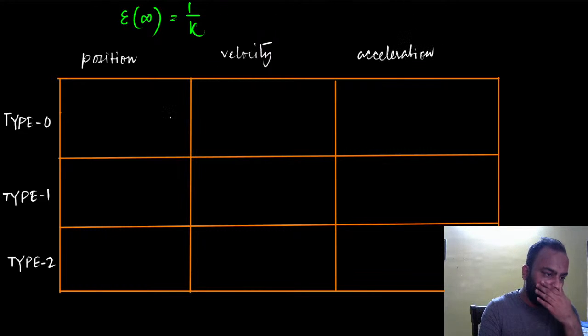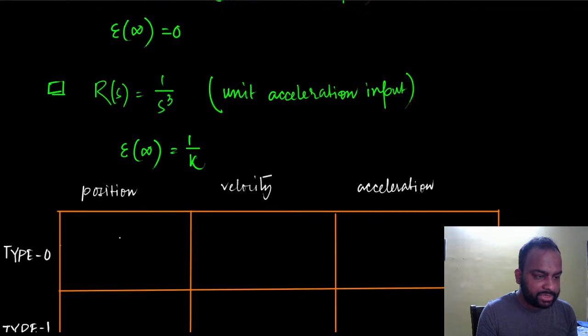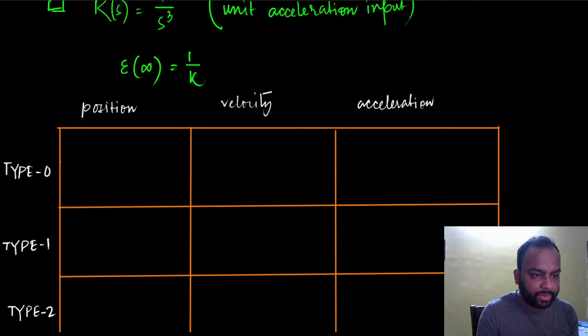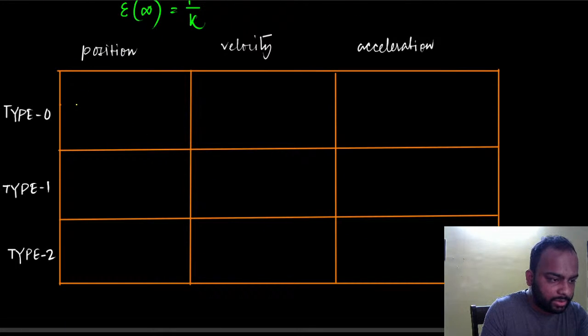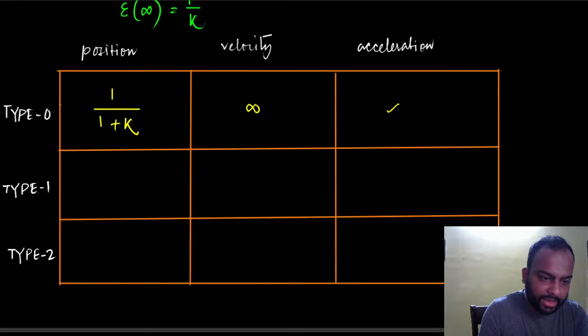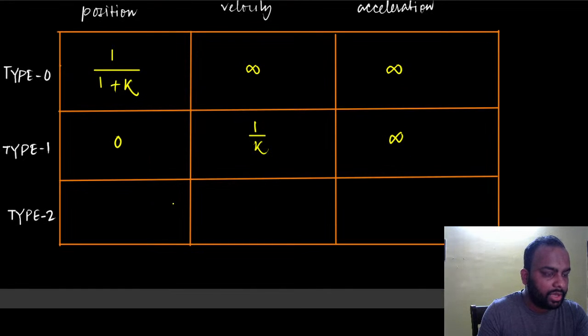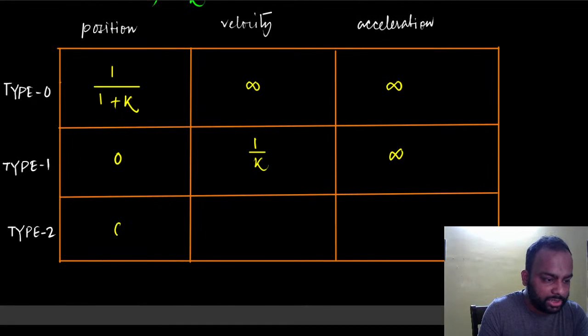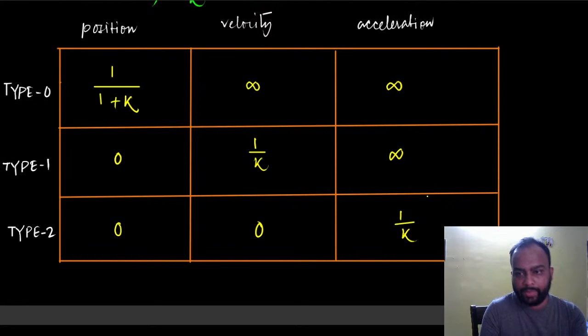Okay. So for these, for type 0 system, the steady state error is 1 by 1 plus k. The velocity error is infinity, the acceleration error is infinity. For type 1 system, the position error is 0, the velocity error is 1 by k, the acceleration error is infinity. And for type 2 system, the position error is 0, the velocity error is 0, the acceleration error is 1 by k, right?